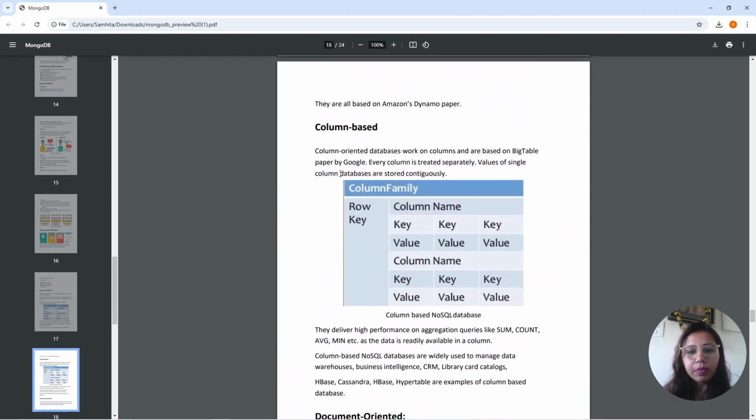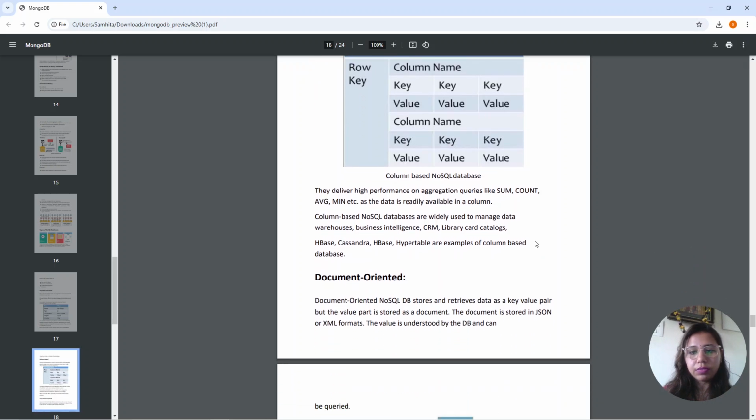Then you have column based, so it is column oriented and works on columns. You can see over here, the database works on columns and is based on the Bigtable paper by Google. Okay, you can just have a look over here. Every column is treated separately. The values of a single column are stored over here.